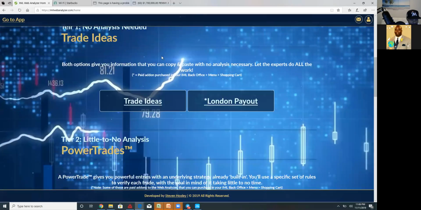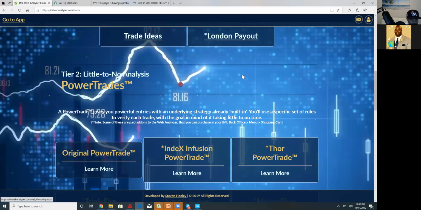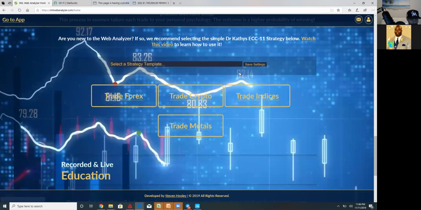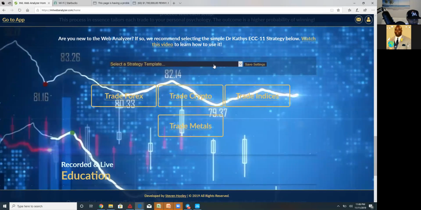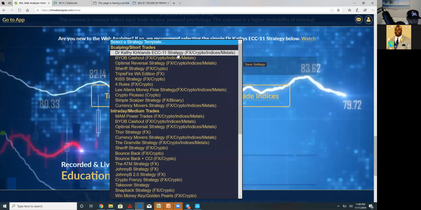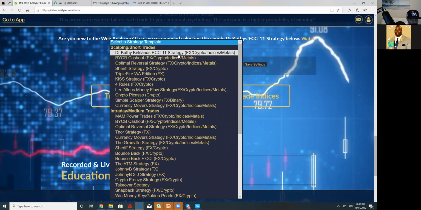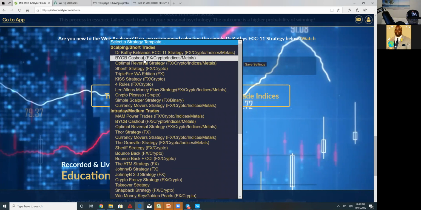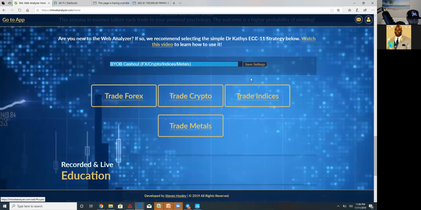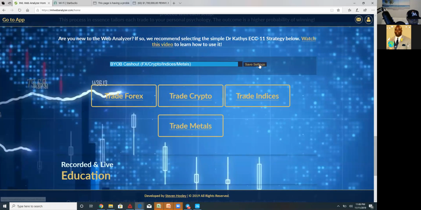So once you're here, you got your trade ideas, your London payouts. I'm going to go into that. Right here, you see where it says select the strategy. You go ahead and you can put it on Dr. Kathy's strategy, which I love her, man. It's a great woman. I always call her my sister from another mister. I had to share the last name White. But this is the one that's real simple, BYOB. Once you hit save settings.